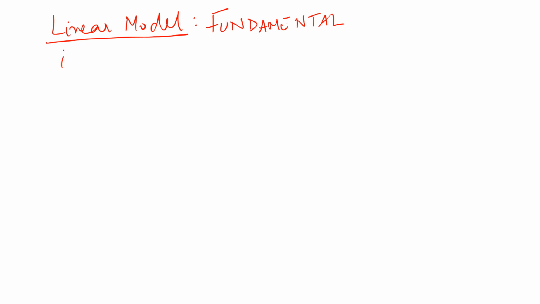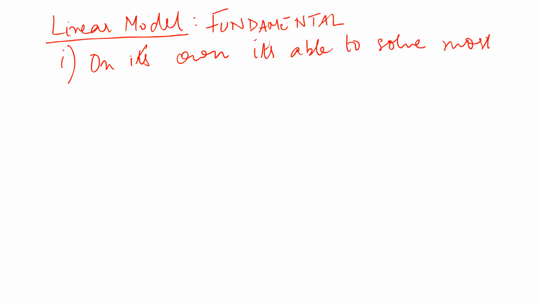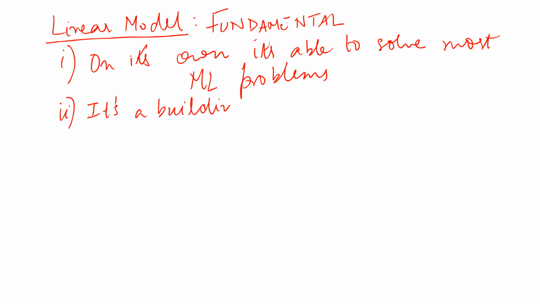So why is it fundamental? Well, on its own, it's able to solve most or many, I would say, ML problems. And if in its current form it's not able to solve those problems, it is a building block for other models. So that's why it's fundamental. For example, the first model that comes to my mind is the famous neural network.